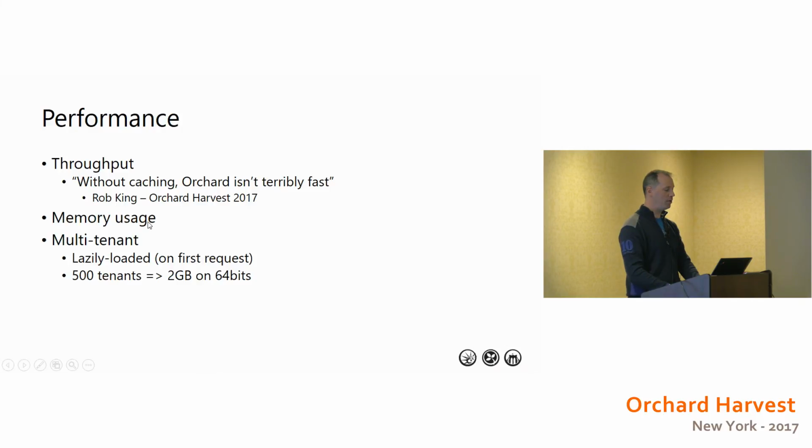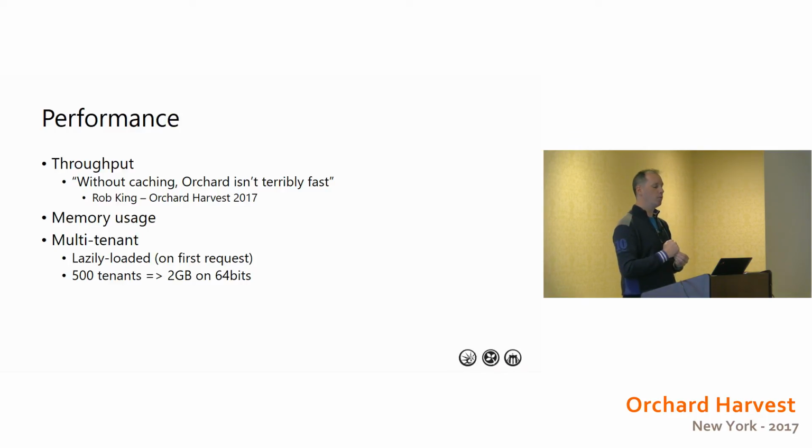Memory usage is better, but you cannot see that much compared to Orchard 1. You can see it with multi-tenancy because when we make the tenant very dense, like for example 500 tenants on my machine, they will take 2 gigabytes of memory in 64-bit, which means in 32-bit it will be almost half that. With Orchard, I get 800 tenants in less than 8 gigabytes, so 10 megabytes per tenant. Here I'm less than 4 megabytes per tenant. So it's less than half what we had in Orchard 1.